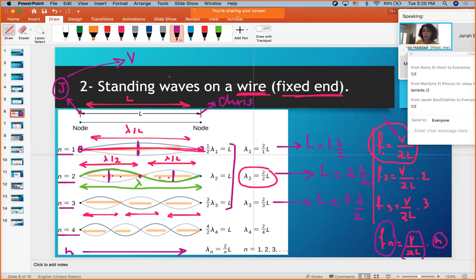But my question is, how can I vary the velocity, if I can? And this is very important. Think about it for a bit. Velocity in the case of a wire, or velocity in the case of a tube. How can I vary the velocity? Let's say I want to increase the velocity. What do I do?